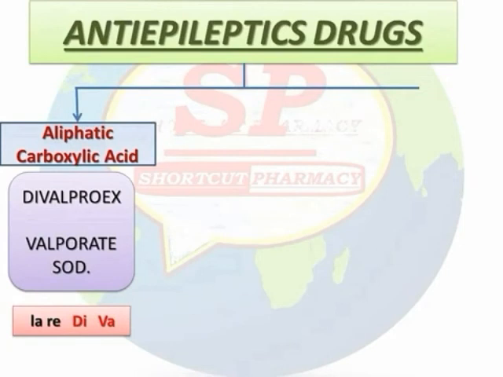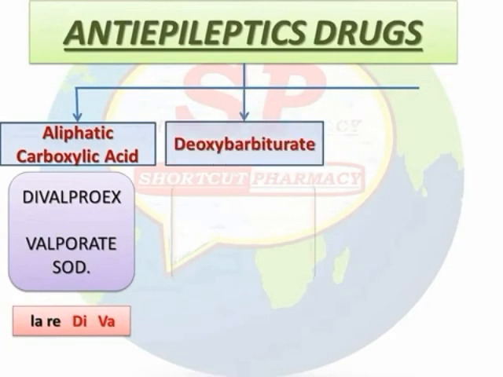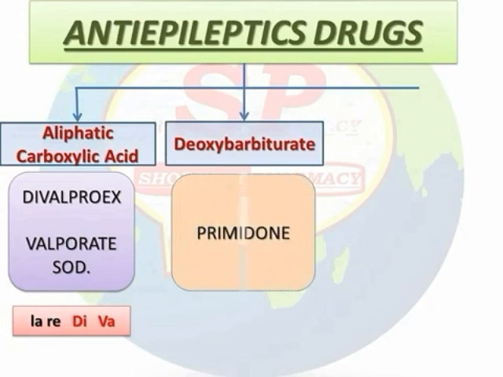So the next one is phenytoin. It is the oldest non-sedative anti-epileptic drug. So in GPAT there is a question: which is the oldest non-sedative anti-epileptic drug? The right answer is phenytoin. Next we see the uses of phenytoin. The first use is in grand mal epilepsy. The drug of choice is phenytoin.